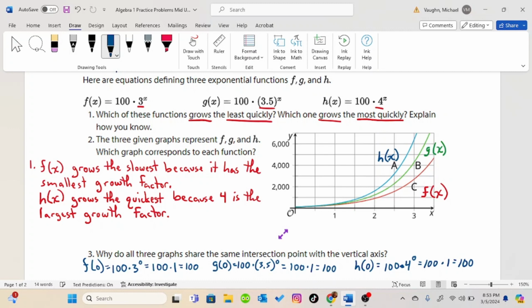So you can see if we put 0 in for the exponent, all of the growth factors become 1, and anything times 1 is itself. So all of them have the same intersection point with the vertical axis at y equals 100.